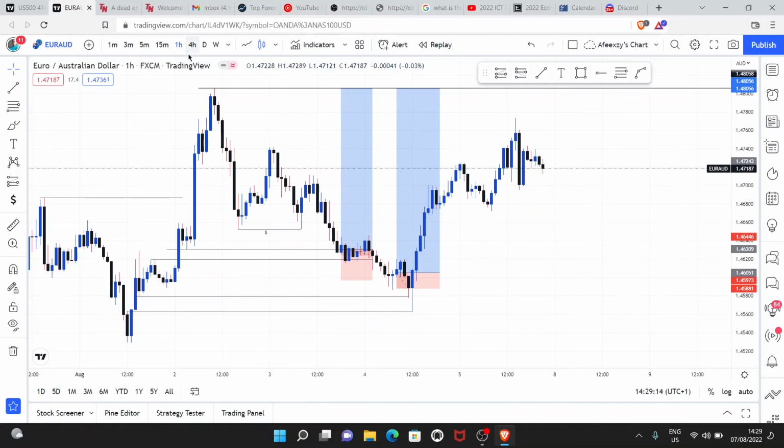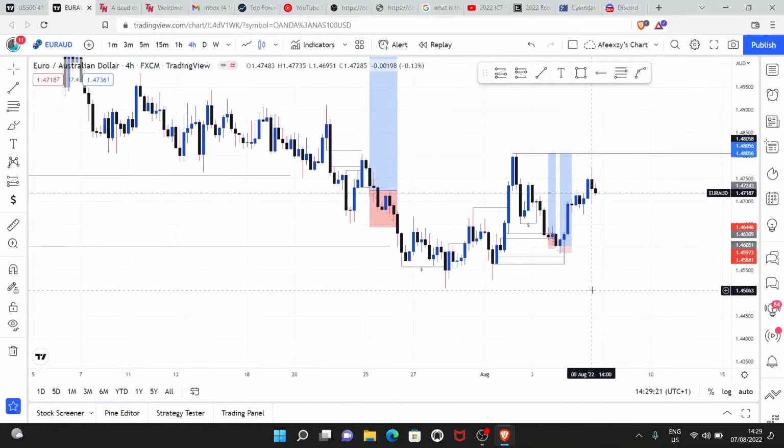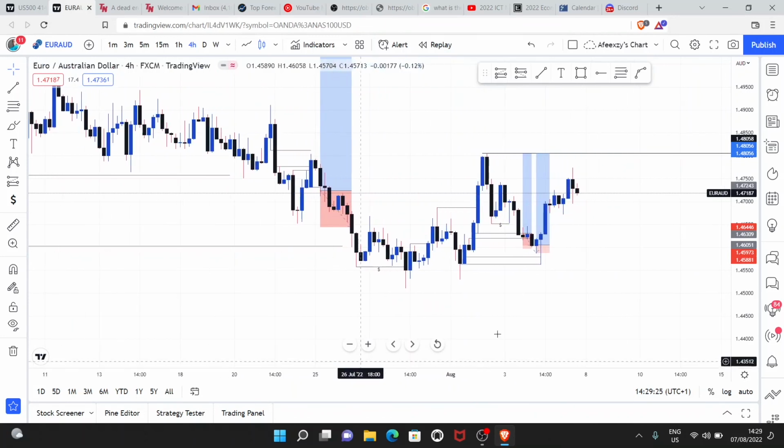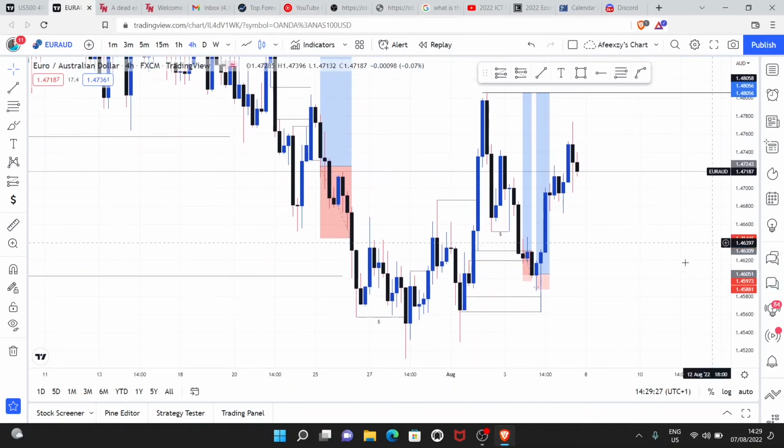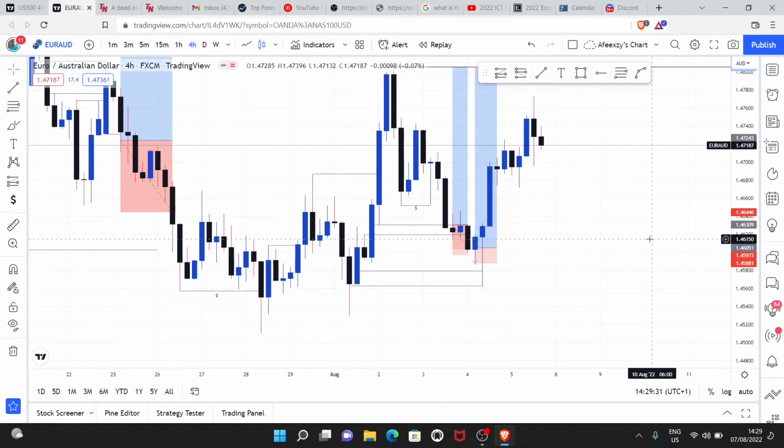See what really happened. On our Euro AUD, as you can see, the analysis was not really bad, but the market does anything it wants sometimes. So we can't force our will onto the markets. When the market is doing all this stuff, we just have to stay away from the markets.